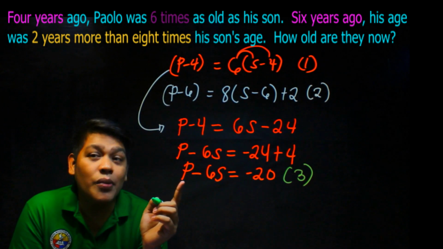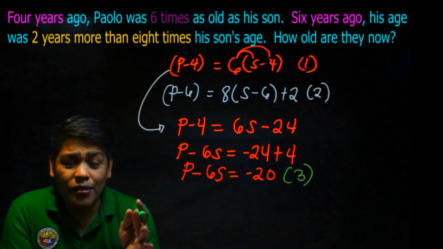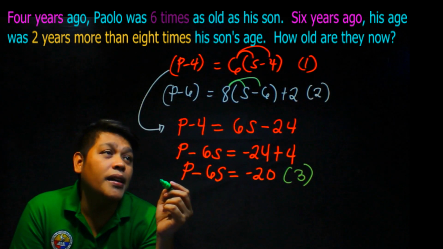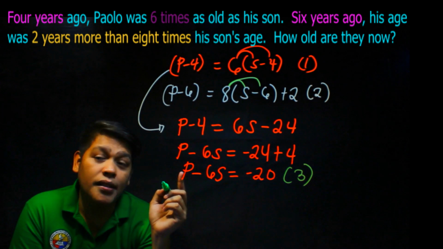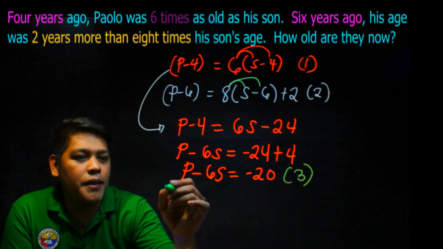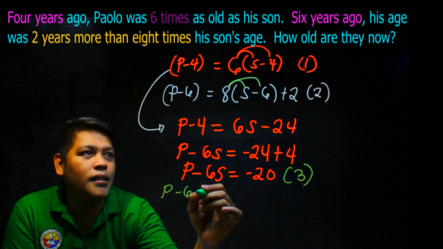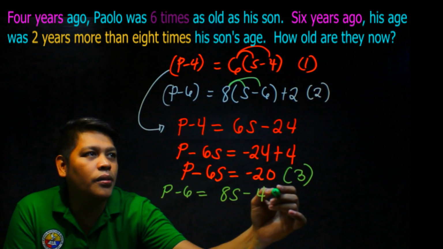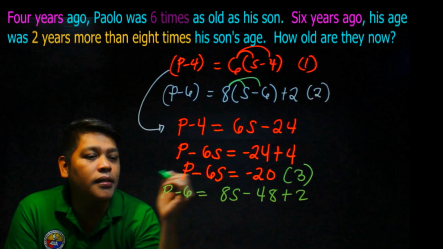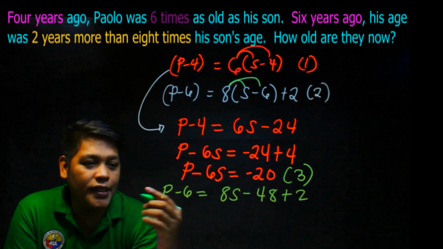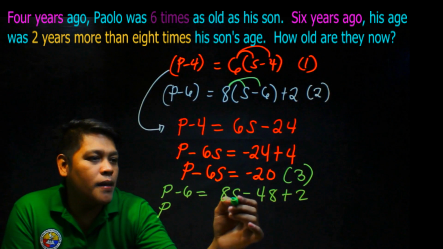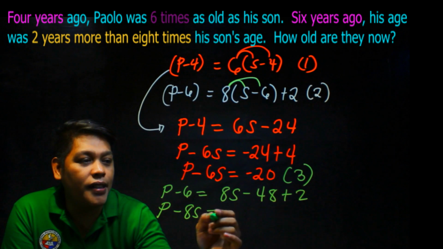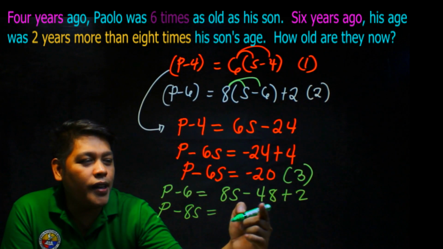Ngayon naman, lilinisin natin yung equation number 2. So, distributive property ulit. Ito makikita natin, 8S, tsaka 8 times negative 6 is negative 48. So, mangyayari dyan, P minus 6 equals 8S minus 48 plus 2. Lalagyan natin sa kaliwa yung mga letter, P minus 8S. Bakit minus? Magbabago ng sign.